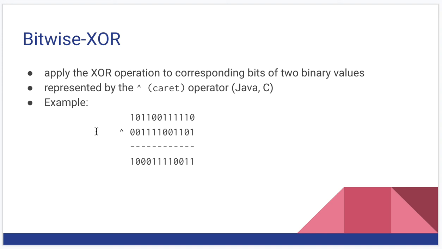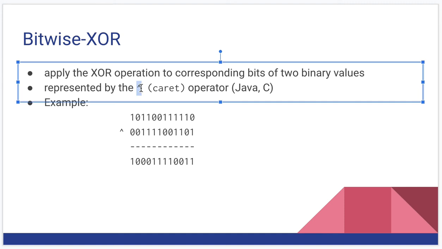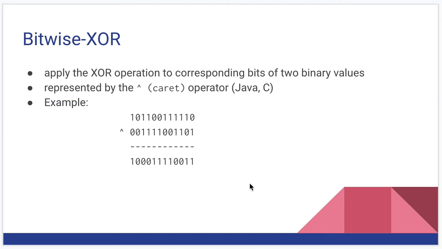We also have a bitwise exclusive OR in Java and in C. It's represented by the caret. Now, I see a lot, especially in CS1, students think we can use the caret as an exponent operator. So they'll write 2 caret 3 and expect it to give me 8. Unfortunately for them, the caret is a valid operator in Java. It just doesn't do what they think it does.